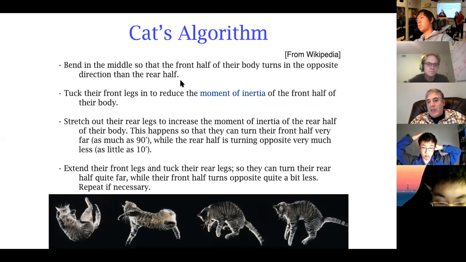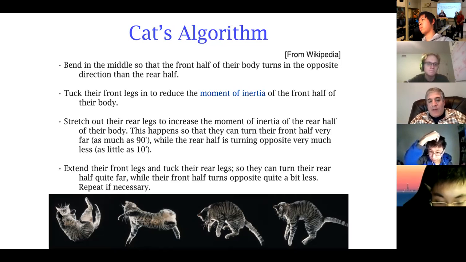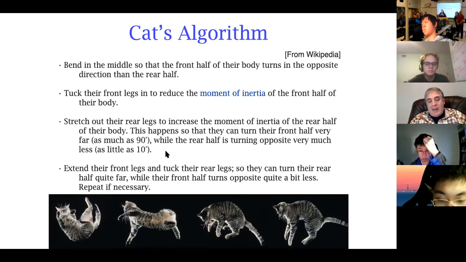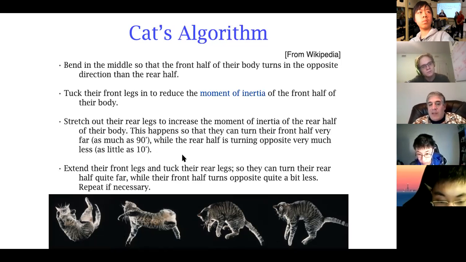So the angular momentum is conserved. But by tucking the front legs to reduce the moment of inertia of the front half and spreading the rear legs at the same time to increase the moment of inertia of the rear part, the cat is able to rotate the front part by bigger angles than it rotates the rear part backwards. And then the cat does the opposite. The cat spreads the front legs and tucks in the rear legs and continues doing the same thing. And at the end, it can very effectively change its total orientation in space.